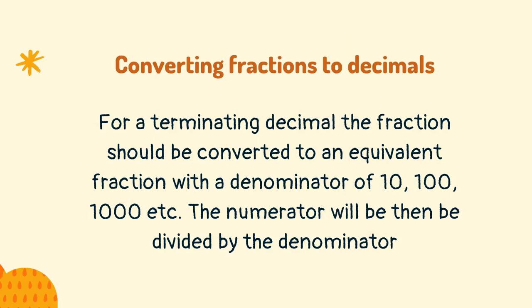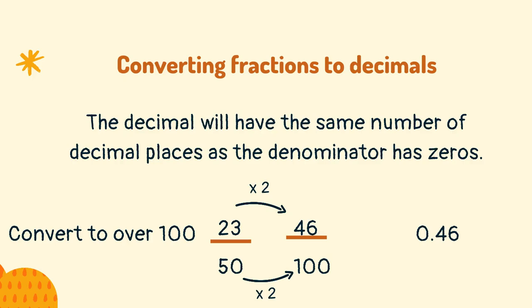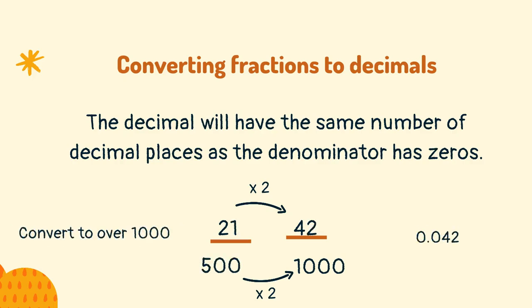For a terminating decimal, the fraction should be converted to an equivalent fraction with a denominator of 10, 100, 1000 and so on. The numerator will then be divided by the denominator. The decimal will have the same number of decimal places as the denominator has zeros.